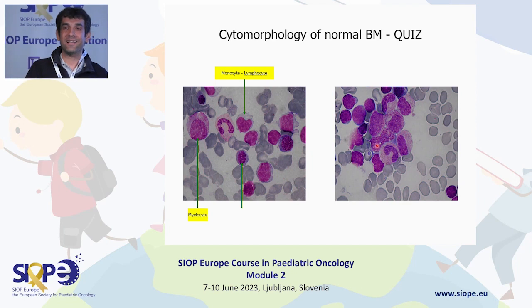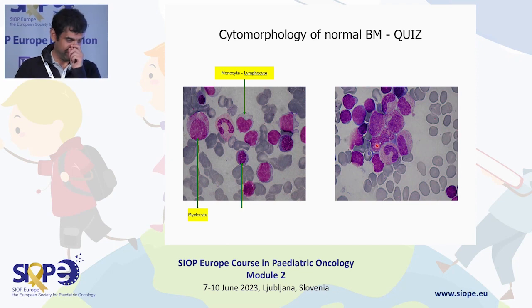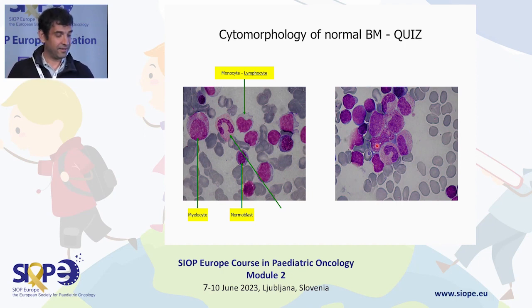A small cell? It's from the erythroid part, an erythroblast also. Yes, correct. Great. It's a normoblast. What's this? Granulocyte. A what? A banded granulocyte. Yes, correct. That's good. What's this?